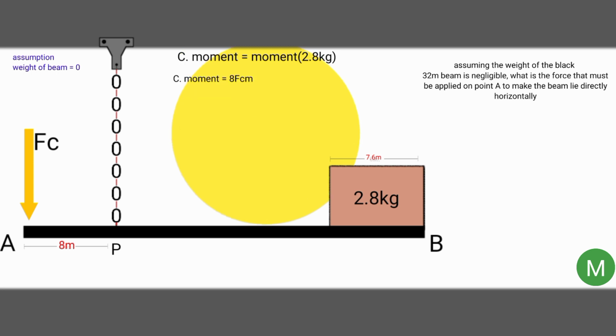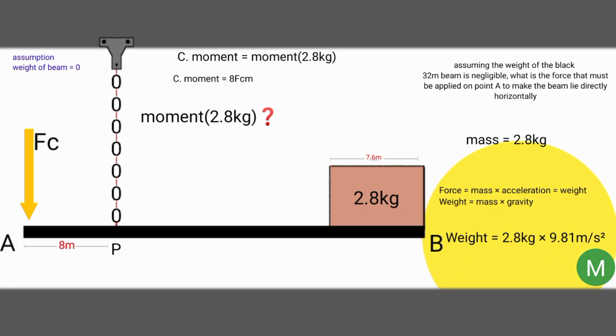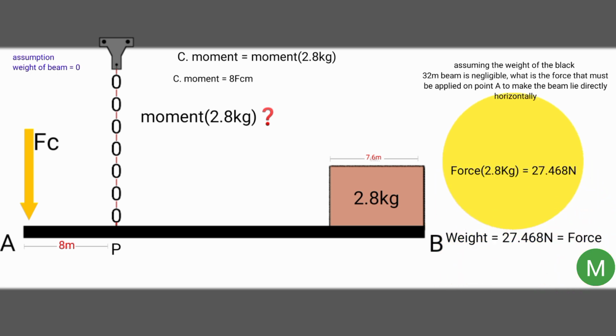Now what is the moment caused by this 2.8 kg? 2.8 kg is the mass of the stuff. The force caused by this 2.8 kg mass is a weight of 2.8 kg times 9.81 meters per second squared, which is 27.468 kg meters per second squared. Kilogram meters per second squared is equivalent to 1 Newton. So force caused by 2.8 kg is 27.468 Newton.